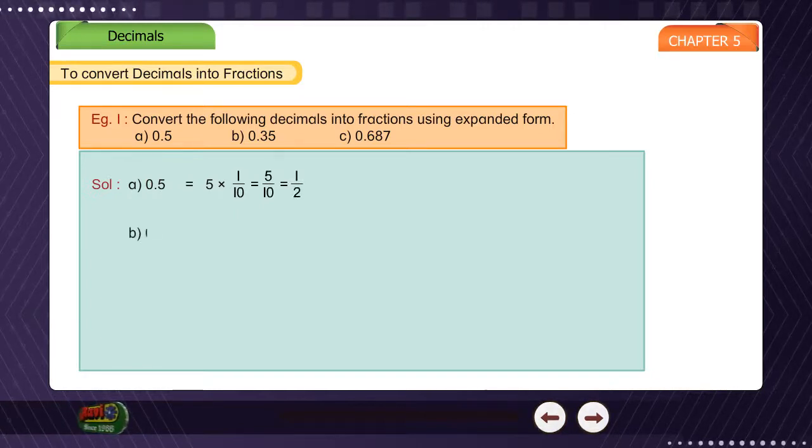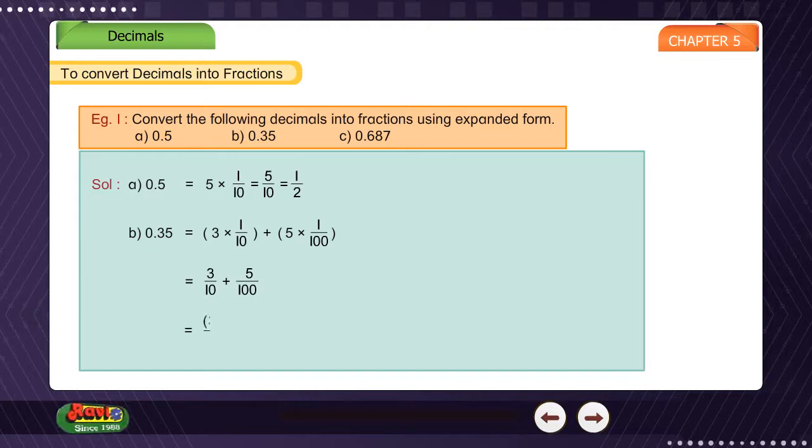B. 0.35 is equal to 3 into 1 by 10 plus 5 into 1 by 100, which is equal to 3 by 10 plus 5 by 100, which is equal to 3 into 10 plus 5 by 100, which is equal to 30 plus 5 by 100, which is equal to 35 by 100.